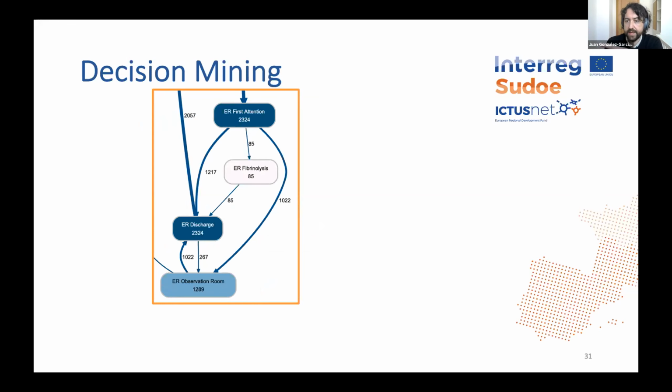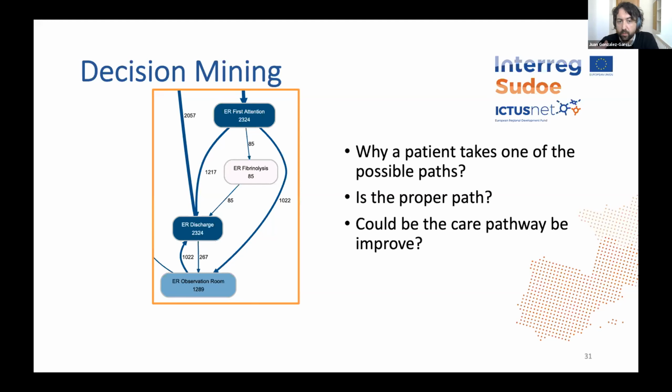The point is why a patient went through one of the arrows or not another. This is the next part of the slide. So what was the decision taken within a node to move from one node to another, following one arrow or another?